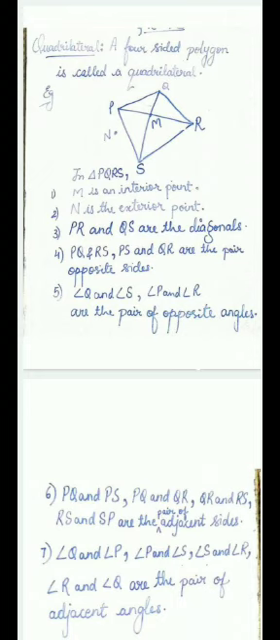Now let's discuss the pairs of opposite sides. PQ, SR, QR and PS are the opposite sides, and when we talk about a pair of opposite sides, that means PQ and SR is a pair of opposite sides, meaning one pair. Similarly, PS and QR is the other pair of opposite sides.